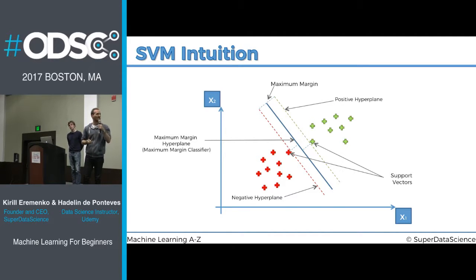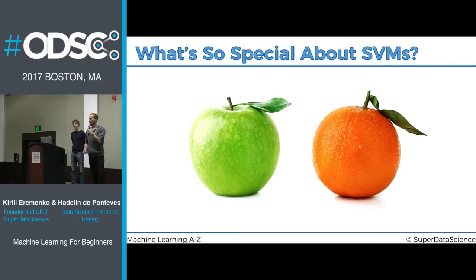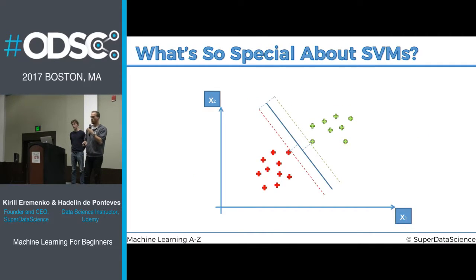So why is SVM so cool? Why is it so different? Draw a line. A lot of algorithms can do that. So what's so special about SVMs? Well, back to our example of oranges and apples. Let's have a look at what's going on here.